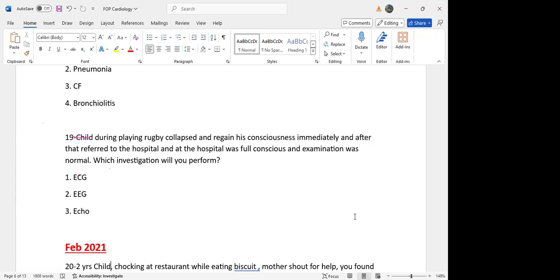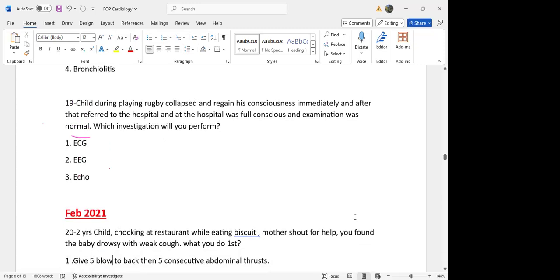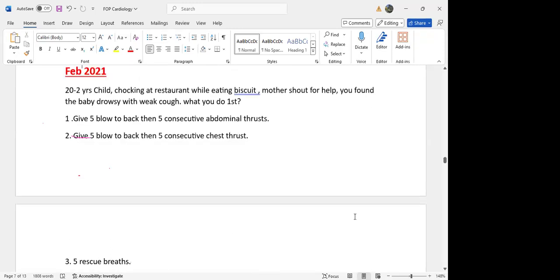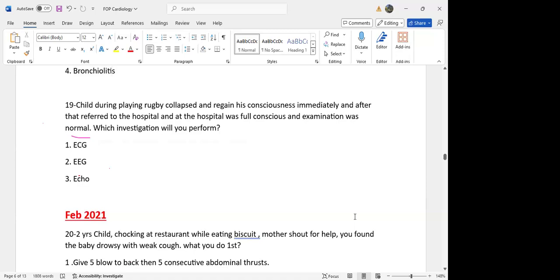So what I would like to see in the ECG, I will look for long QT syndrome. Echo, yes, we're going to do echo as well. But ECG will be available everywhere, and there is a normal examination finding. That is why I preferred ECG.